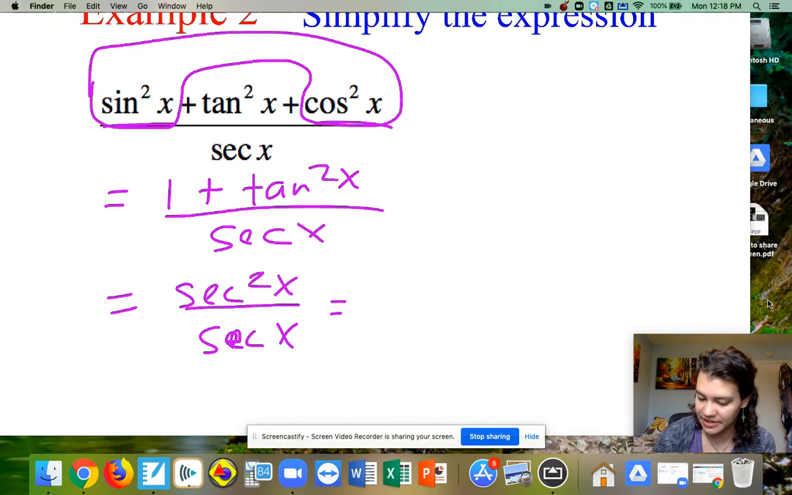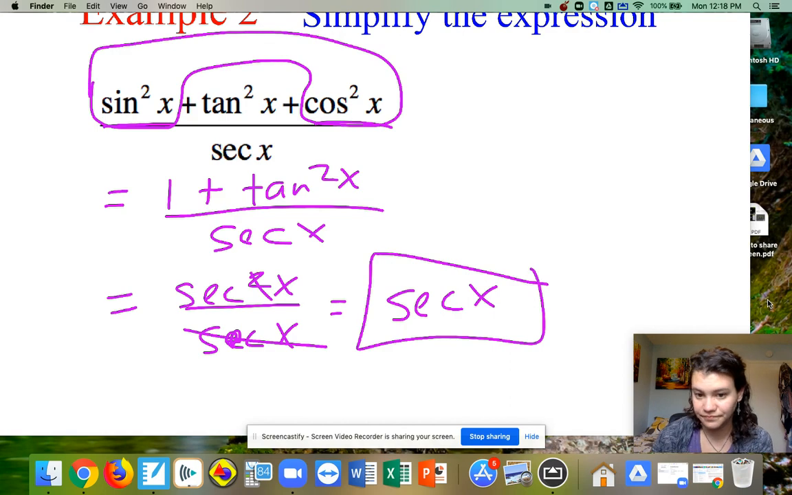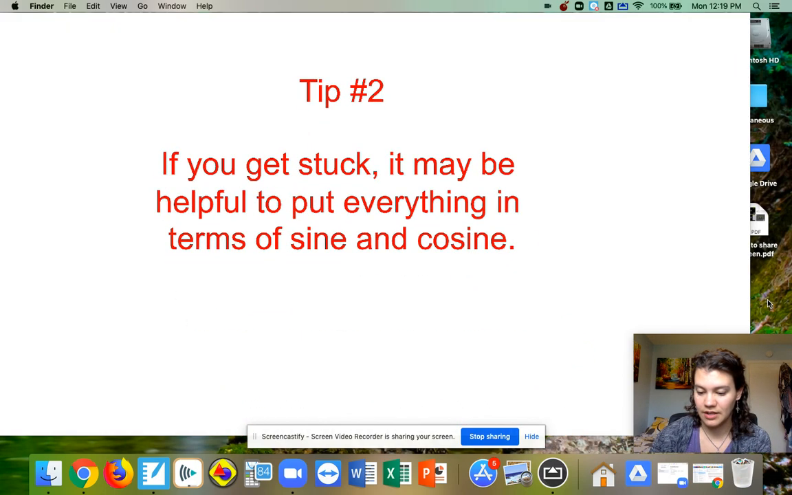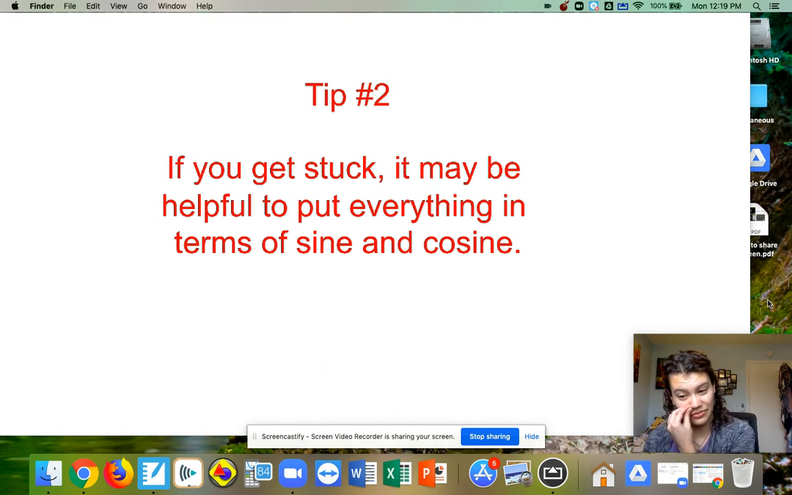And this will simplify down to secant of x. One of those will cancel. So the next tip here is if you get stuck on something, if you don't find an identity that makes sense off the top of your head, put everything in terms of sine and cosine. Usually something will cancel at this point and you can get a little bit farther along.